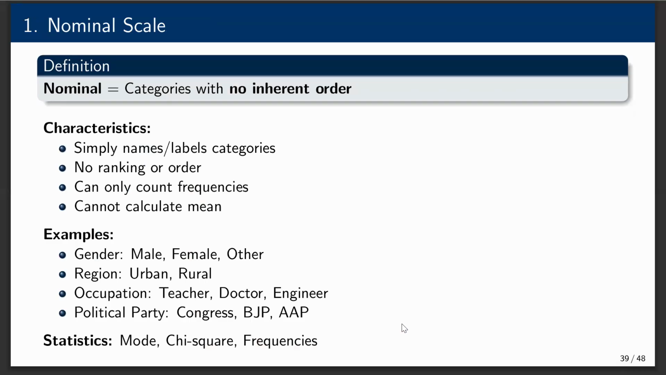The nominal scale is basically categories with no inherent order. Simply names or label categories. There is no ranking or order. It can only count frequencies. You cannot calculate the mean in the case of nominal data. Examples are gender: male, female, other; region: urban or rural; occupation: teacher, doctor, engineer; political party: Congress, BJP, AAP. You can calculate mode, chi-square test and frequencies.